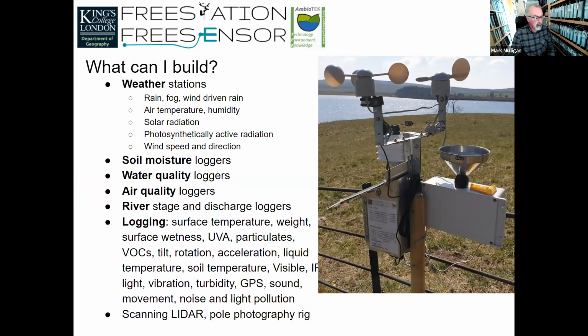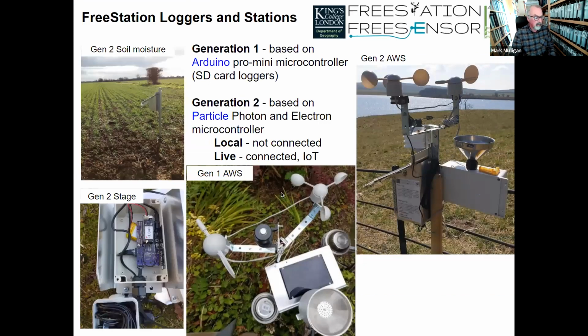What can you build? Well, of course, weather stations can be built that measure things like rain, fog, wind-driven rain, air temperature, humidity, solar radiation, even photosynthetically active radiation, that's part of the electromagnetic spectrum of sunlight that powers plants, wind speed and direction. You can measure soil moisture with data logging, water quality, air quality, rivers, and a wide variety of other kinds of variables.